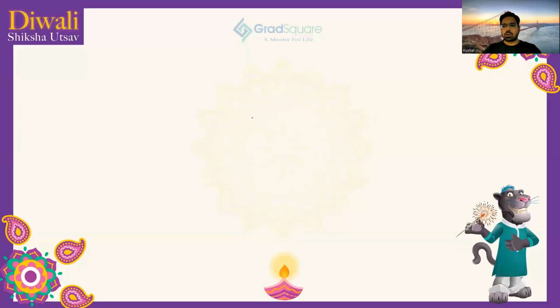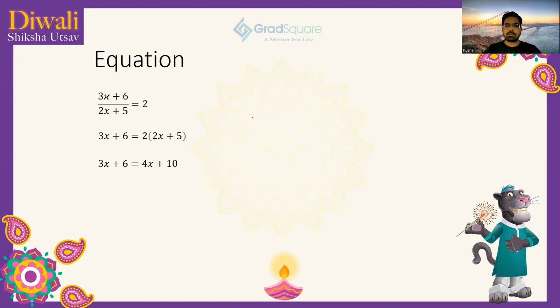Before we move on to inequalities, let's deal with an equation and see how that really works. If you look at an equation, let's say (3x plus 6) divided by (2x plus 5) equals 2, and you try to solve it, you typically cross multiply 2x plus 5 with 2. So you get 3x plus 6 equals 2 times (2x plus 5). Further, if you solve this, at the end you are going to get x equals minus 4.